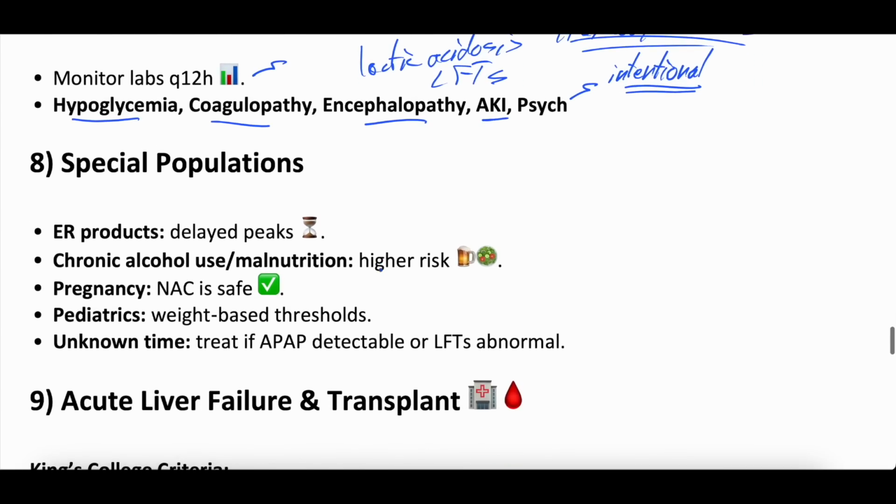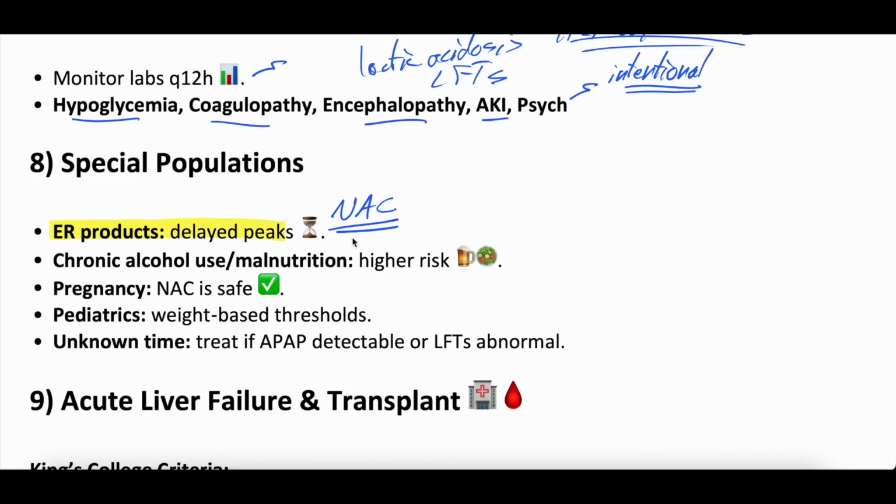So special populations you need to be aware of. Those that took extended release products. We've talked about this a couple times because this just makes things very complicated, right? The Nomogram doesn't work. You don't necessarily know when their peak effect is going to be because they get a delayed peak because they have extended release. So our suggestion is to have a very low threshold to give these patients NAC, independent of all the other stuff because they took extended release products.